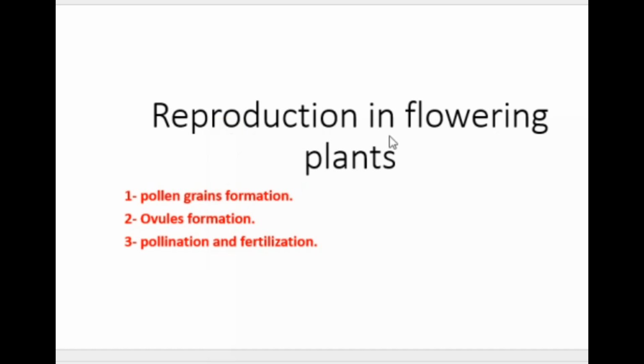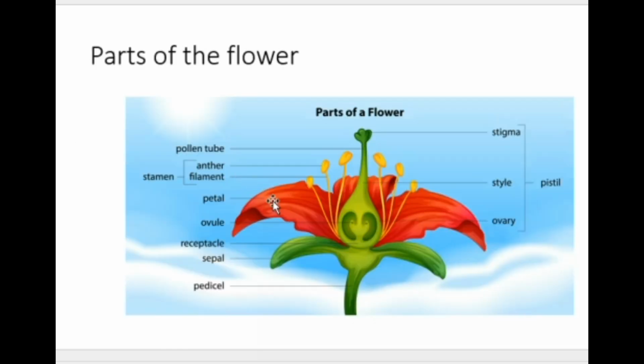Today we're going to discuss reproduction in flowering plants. In this session, we're going to discuss many points like the pollen grains formation, ovules formation, pollination, and fertilization. So first of all, we have to revise the parts of the flower. We have to remember them.